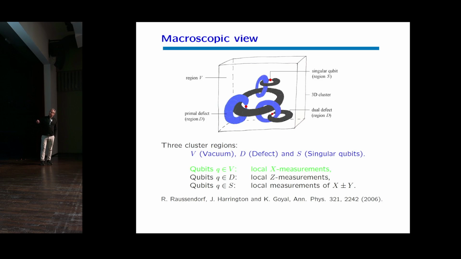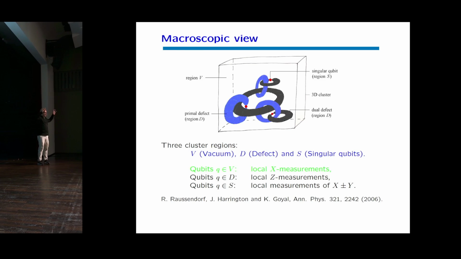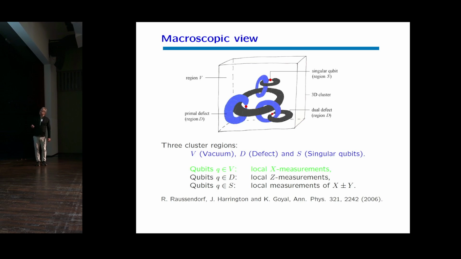So these 3 regions of the cluster are distinguished by the measurement basis. The bulk, called vacuum here, is measured in the X basis. That's dominantly what's happening. Nearly everything is measured in the X basis. These line-like defects, the holes, are measured in the eigenbasis of Z. And then you have these singular qubits that are measured in, say, X plus Y. I'm not going to talk about them too much today. These qubits are for magic state distillation and non-Clifford gates. Good. So that is the macroscopic view of the scheme.